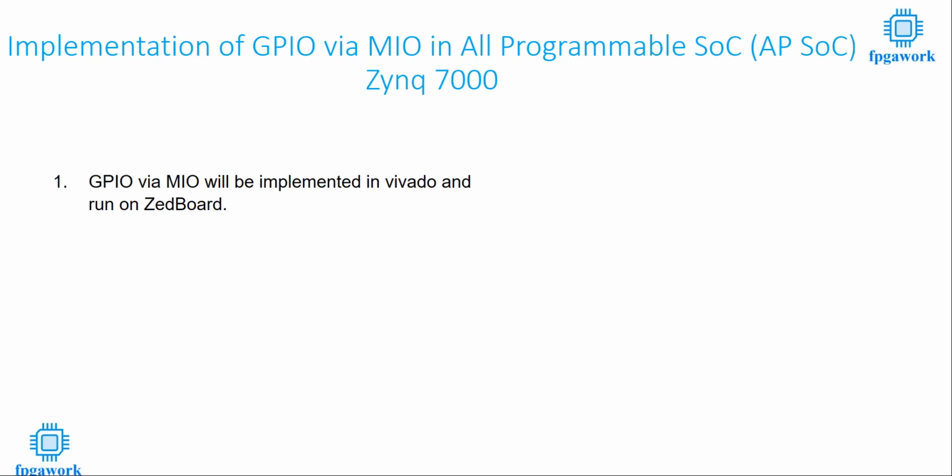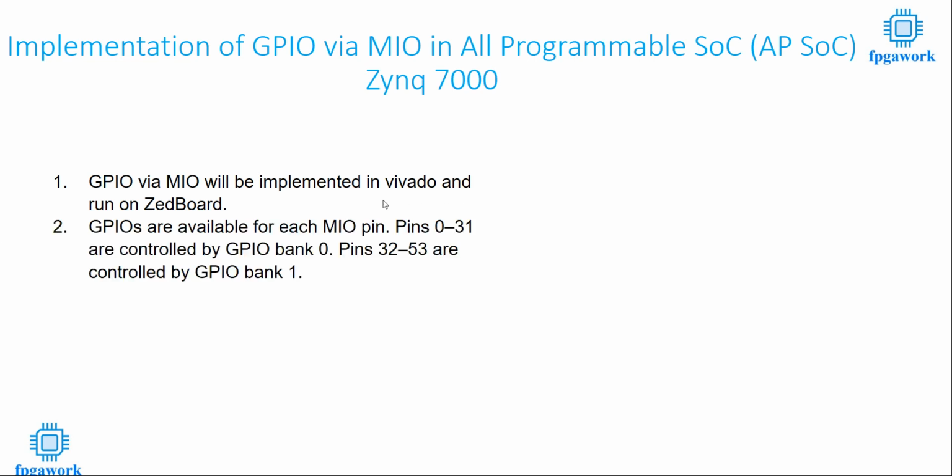In this lecture, I will be implementing GPIO via MIO in Zynq 7000 SoC. This lecture is the continuity of the previous lecture. In the previous lecture, we had a theoretical knowledge of MIO, GPIO, and EMIO. In this lecture, I will be using Vivado as a software and ZedBoard as a hardware.